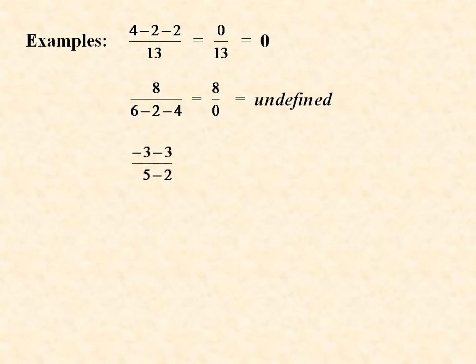Negative 3 minus 3 over 5 minus 2. Negative 3 minus 3 is negative 6, so that's negative 6 over 3, which is just negative 2. Negative 5 plus 5 over negative 7 plus 5. That's 0 over negative 2, and you can have 0 in the numerator, so the answer is 0.